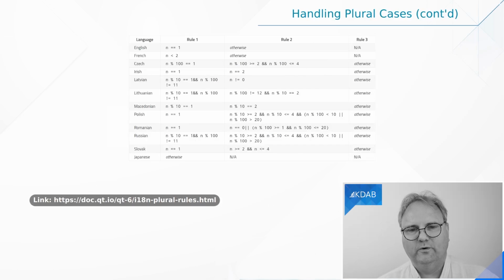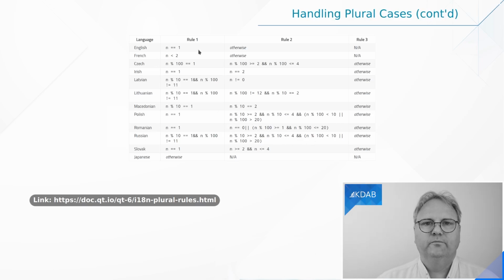I really love this one, and it's only showing you some of the setup. So in English, which you hopefully know, rule number 1 is n equal to 1: loaded 1 file, otherwise loaded 2 files, or loaded 0 files. So see, 0 is over here too.